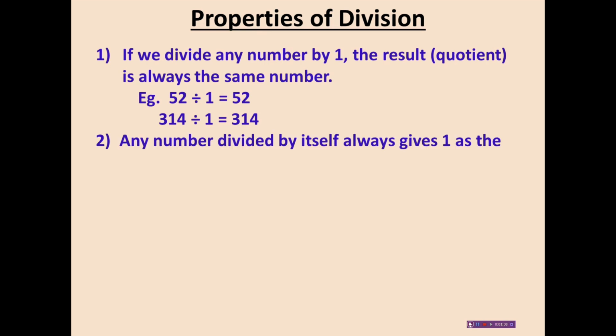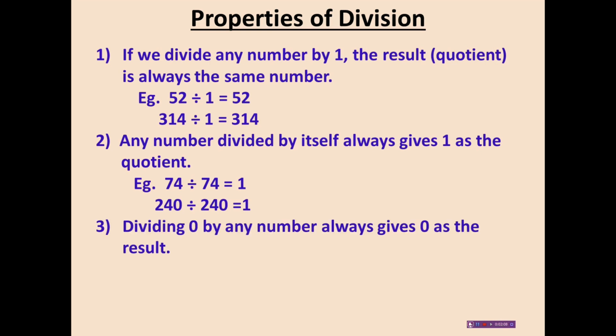The next property of division is that any number divided by itself always gives 1 as the quotient. This means if I divide a number by itself, for example 74 divided by 74, I get the answer 1. 240 divided by 240, again the answer will be 1. So if I divide any number by itself, I get the answer 1.